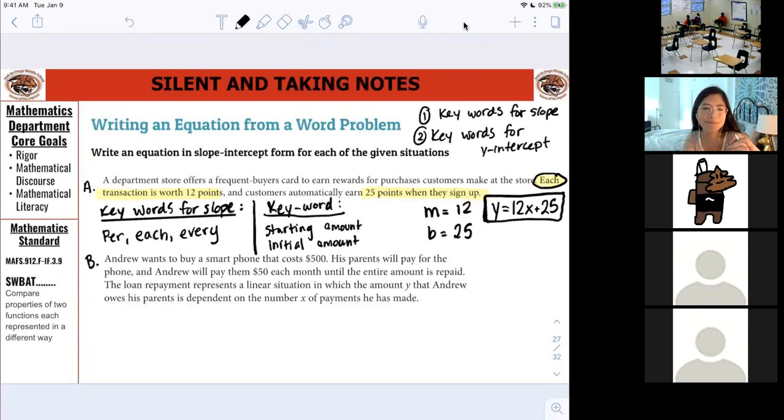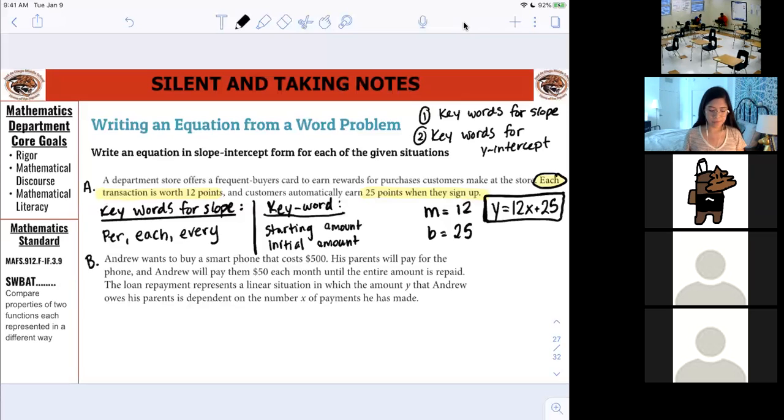Andrew wants to buy a smartphone that costs $500. His parents will pay for the phone and Andrew will pay them $50 each month until the entire amount is repaid. The loan repayment represents the linear situation in which the amount y that Andrew owes his parents is dependent on the x, the number of payments he made.